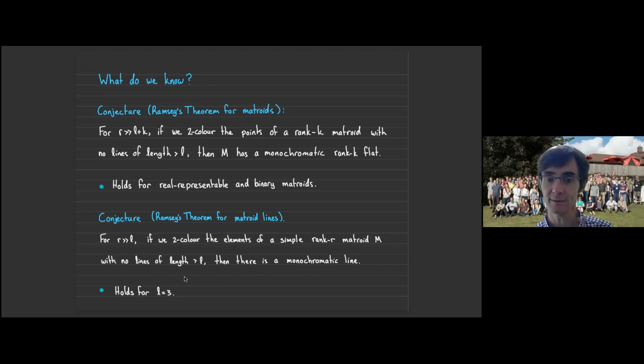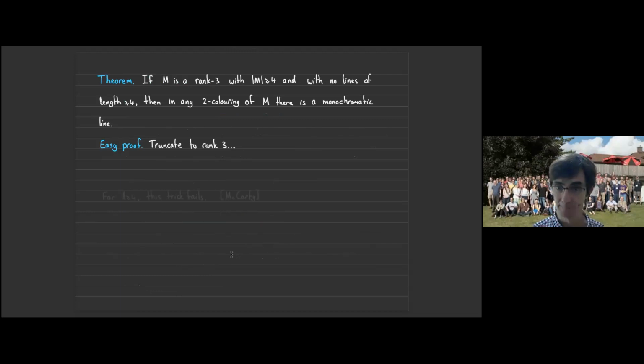And so you could ask yourself, does the same conjecture hold if I just ask that you have a lot of points and I'm in rank 3? So a lot of points in rank 3 with bounded line length, force a monochromatic line in a 2 coloring. For lines of length 2 or 3, that's true, and it's quite easy to prove. So this is a pretty easy exercise in this case, but it's false when you have lines of length 4. Rose came up with an example where all of the lines have length 4, and you have a 2 coloring which doesn't work.